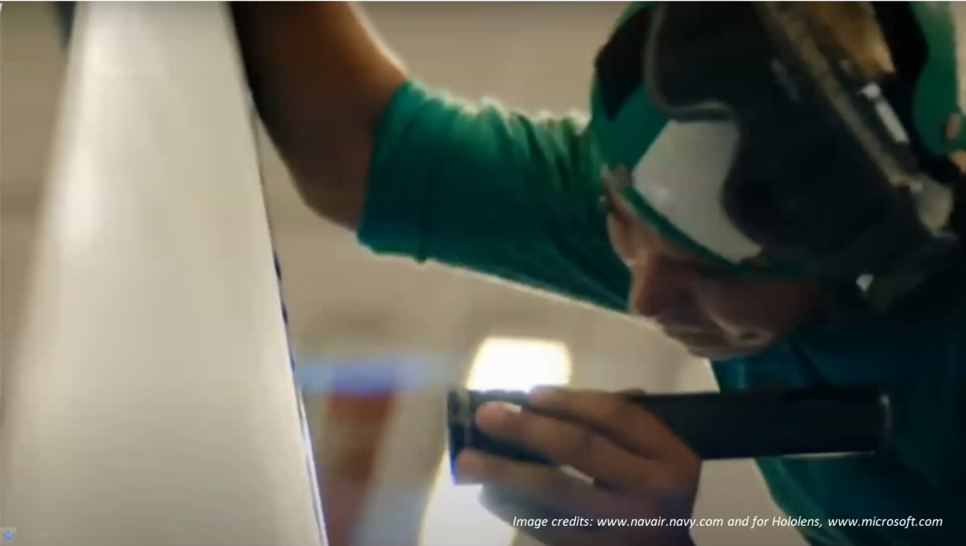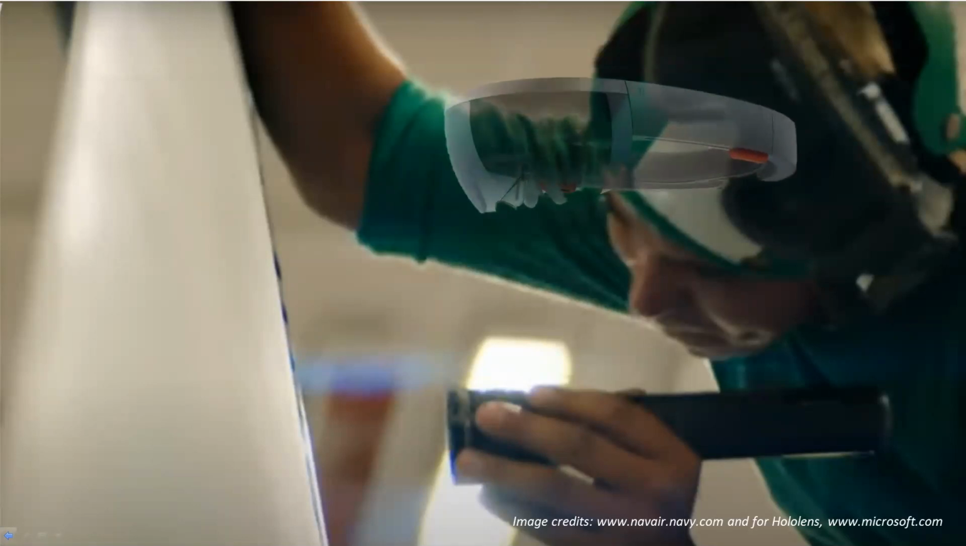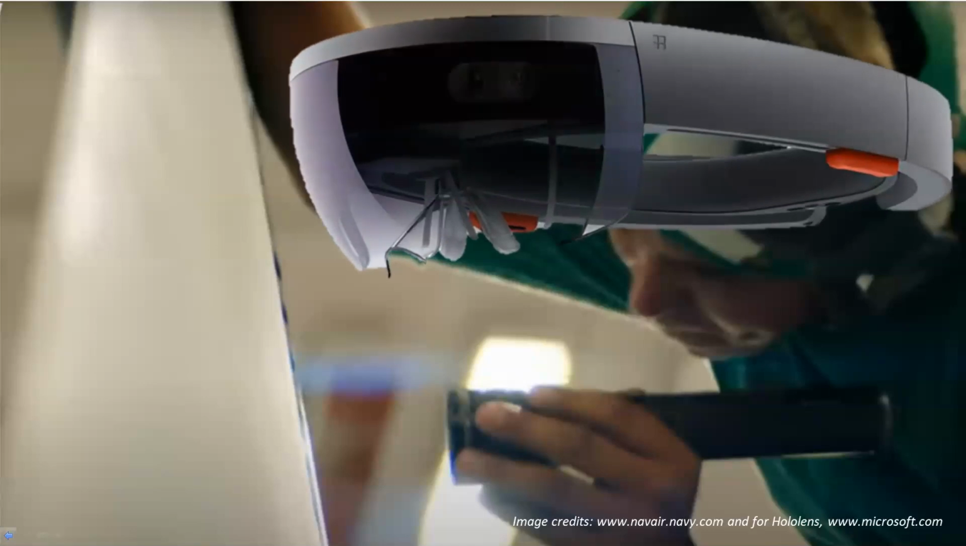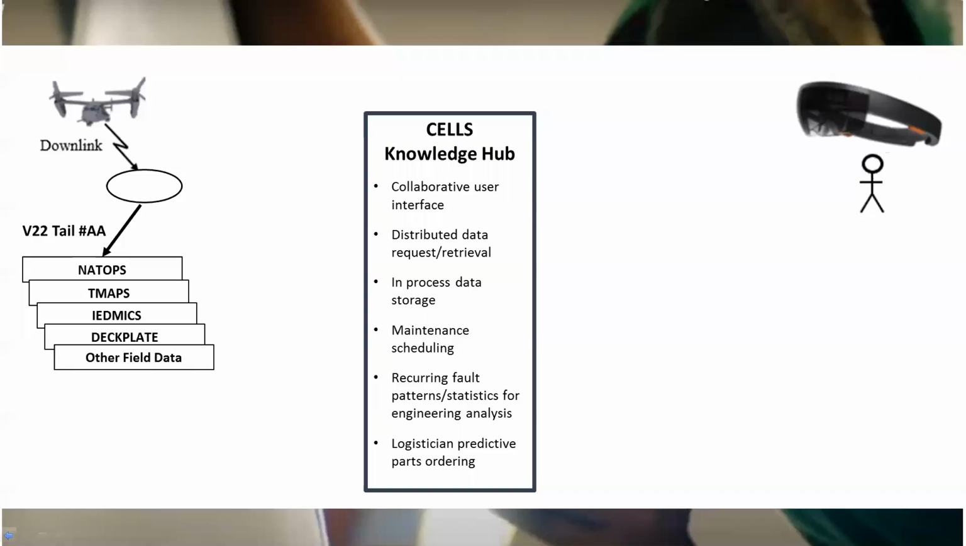A second use case challenge is providing the right information to maintainers at the right time. If you have heard about head-up displays, you know how they can help speed tasks and ensure accuracy. With devices such as HoloLens delivering information directly to maintainers, we need something like agent technology to manage delivery. In a project known as CELS, a knowledge hub could use agent technology to support use cases ranging from task execution to collaboration across the naval enterprise.